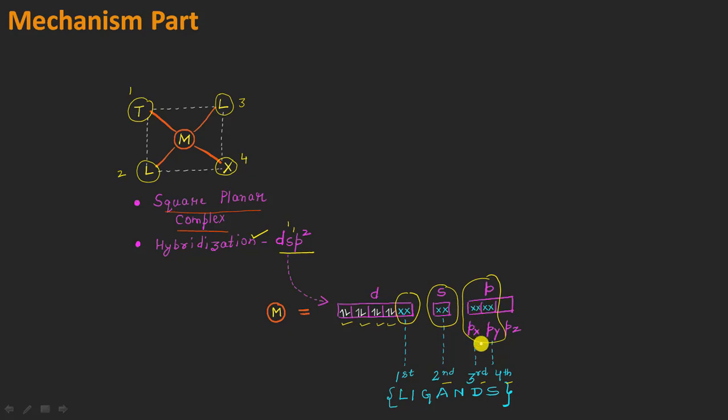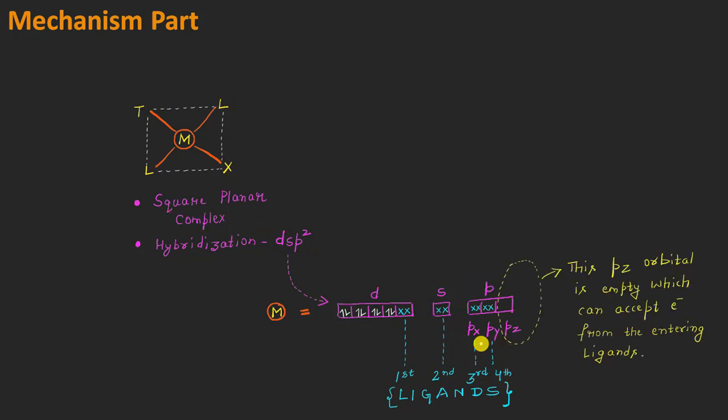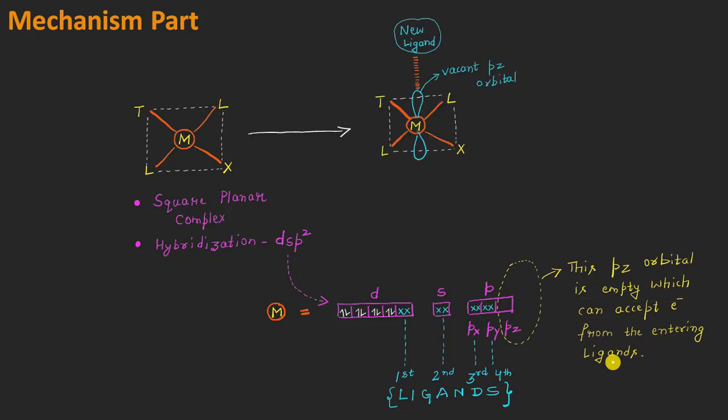So one d orbital, one s and these two p orbitals are involved in hybridization. So it is very clear from here that the last p orbital, I mean this pz here, is what? It is actually empty and it can accept electrons from the entering ligands. Okay, so the picture will be something like this, in which the metal atom having this empty pz orbital, I mean this orbital is what? It is this empty pz orbital we are talking about. What it can do is it can accept electrons from the entering new ligand, which you can see here.